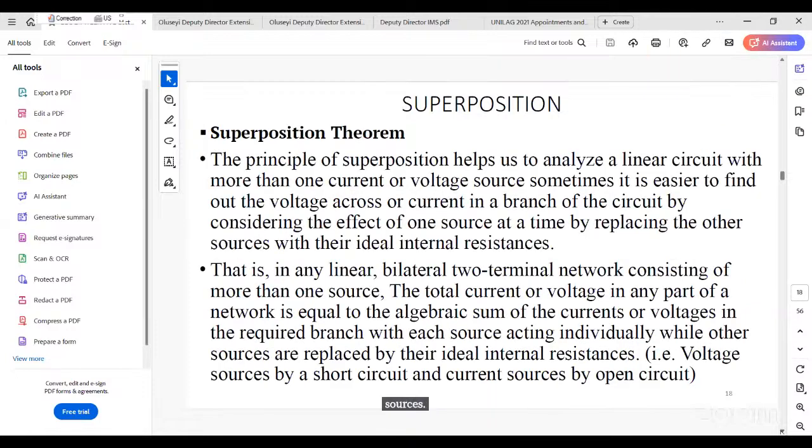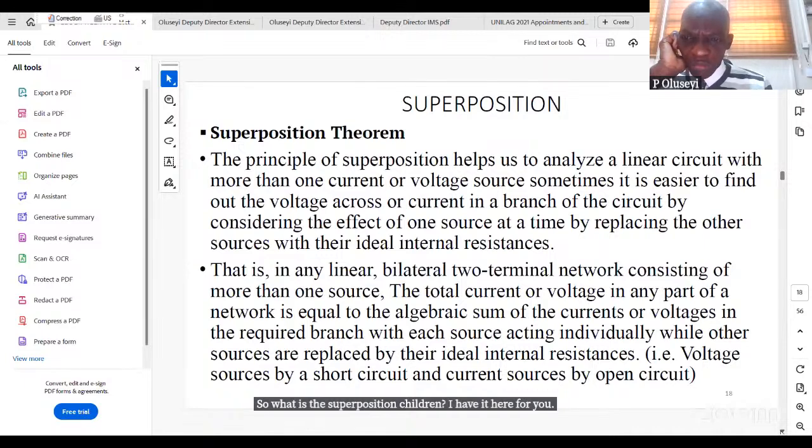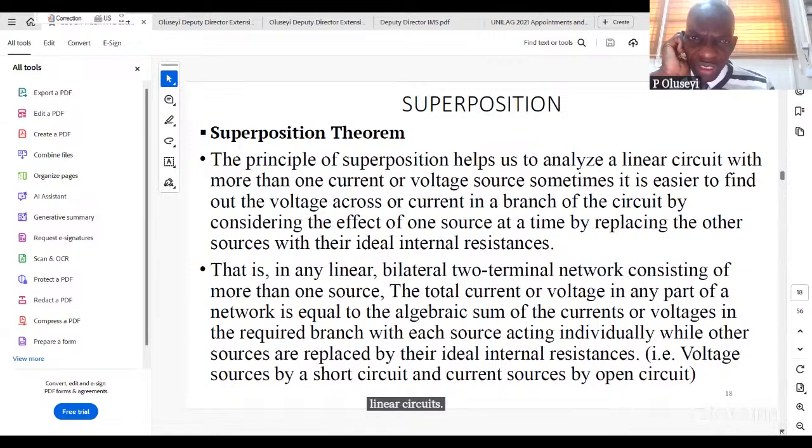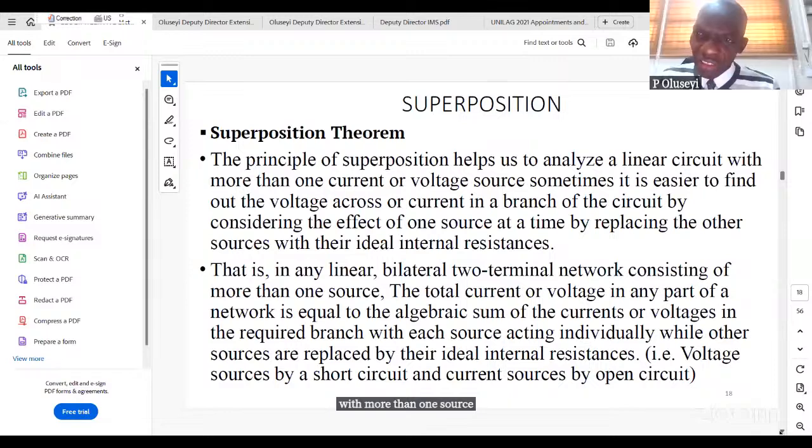So what is the superposition theorem? I have it here for you, which is all what we have said. It helps us to analyze linear circuits with more than one source of voltage or current.